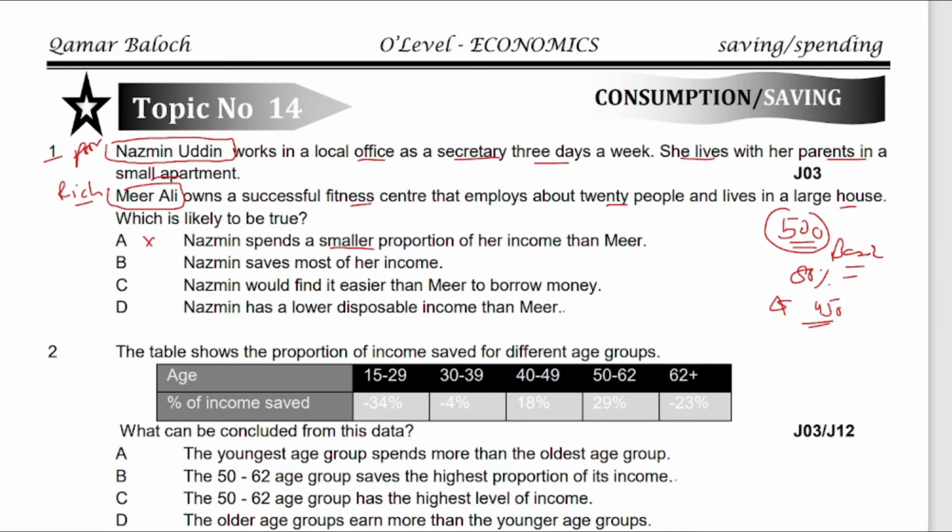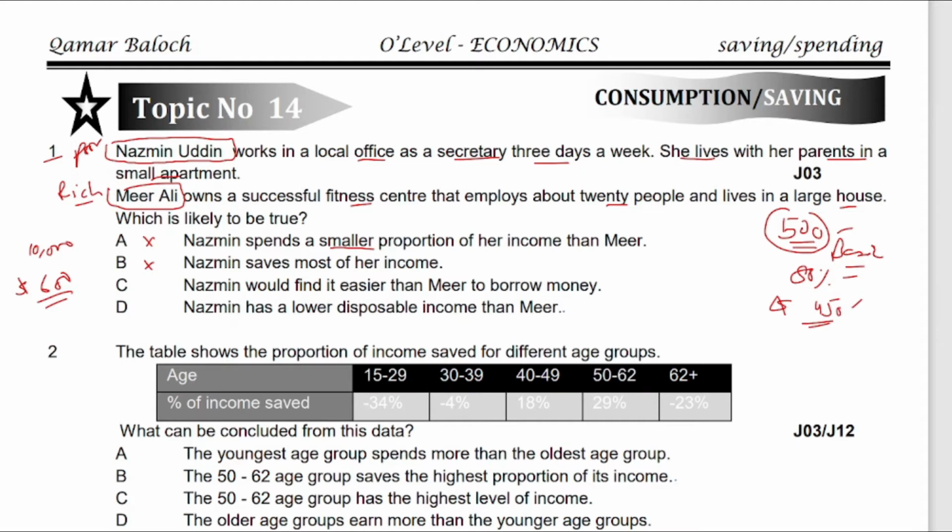Mir Ali earns, let's say, $10,000, and if he spends, let's say, $600 out of $10,000, then $600 spent out of 10,000 will be a lesser proportion or lesser percentage as compared to 450 out of 500. So this is the reason for this. Nazmeen saves most of her income. This is not correct, because most of her income will be spent and she will save less.